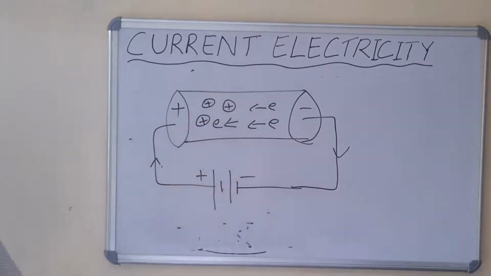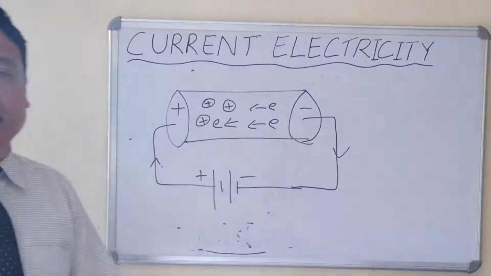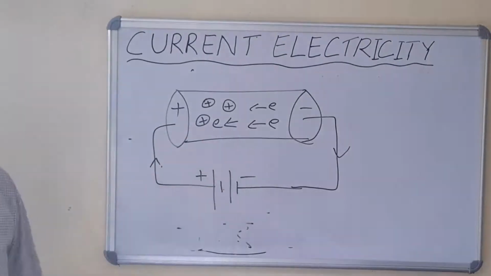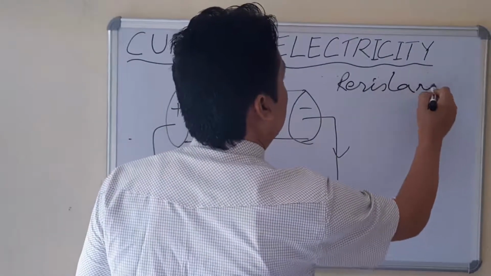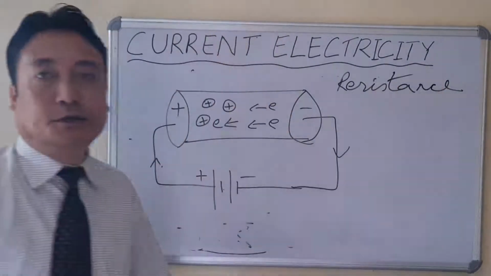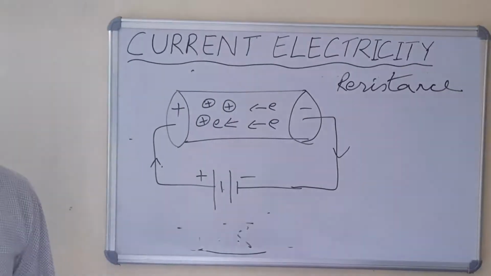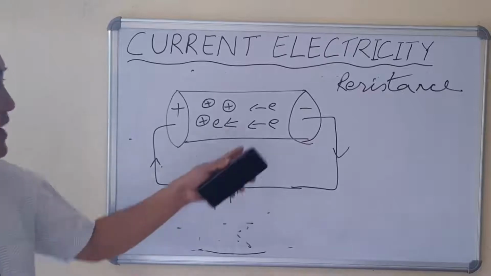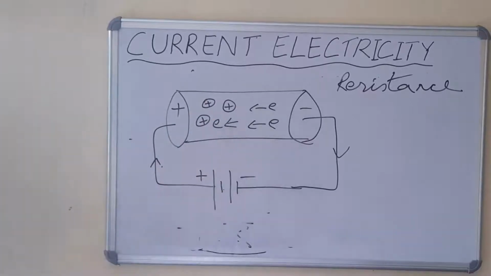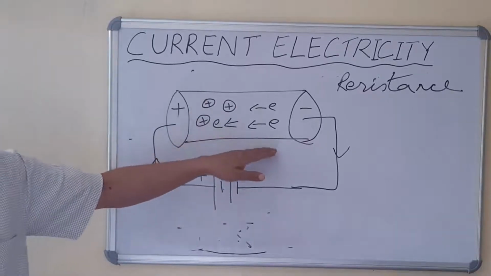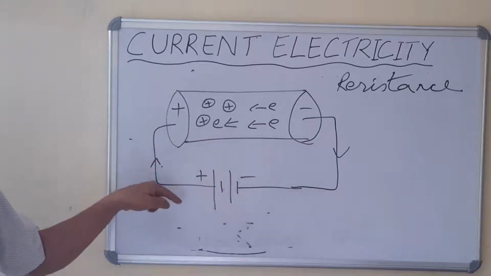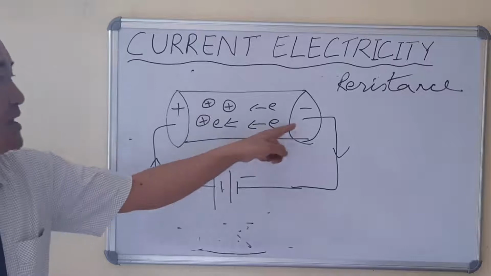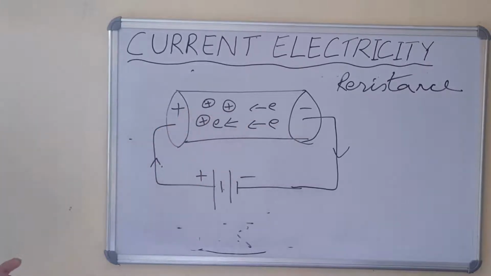Now let us consider a metallic conductor. Now let us come to the word resistance, R-E-S-I-S-T-A-N-C-E. Resistance means oppose or obstruction, so obstruction in the flow of current. Now, how will the resistance occur? If I take a metallic conductor joined with the external circuit, this is the battery, this is the connecting wire. Now the electrons flow from negative to positive.